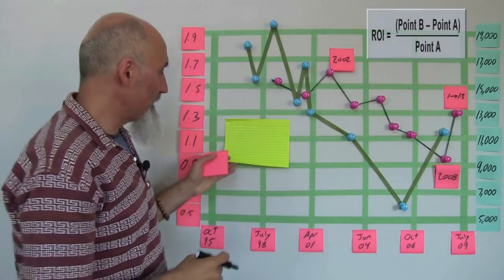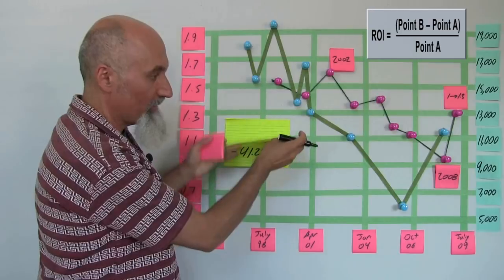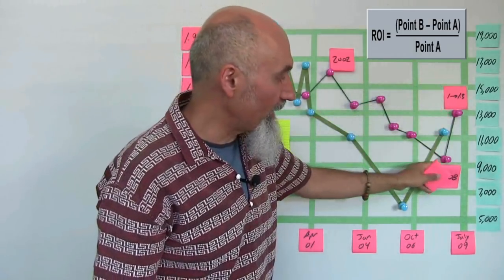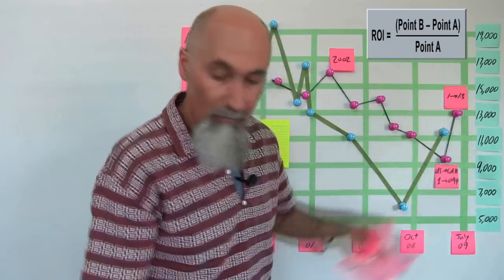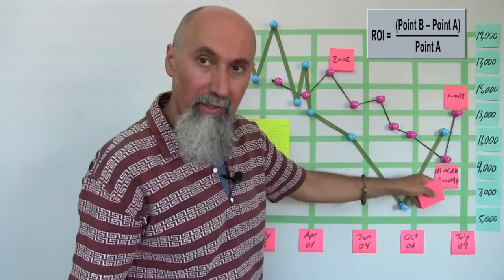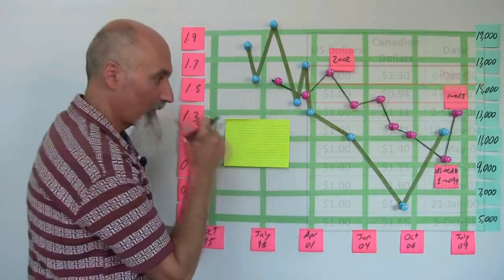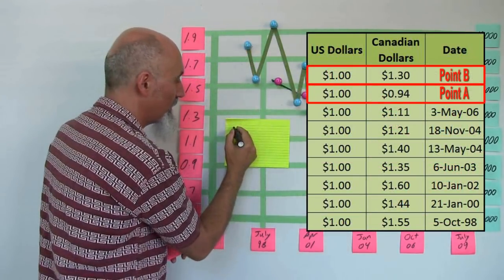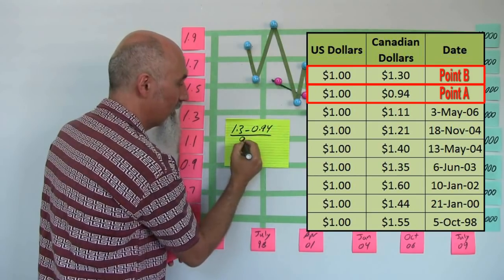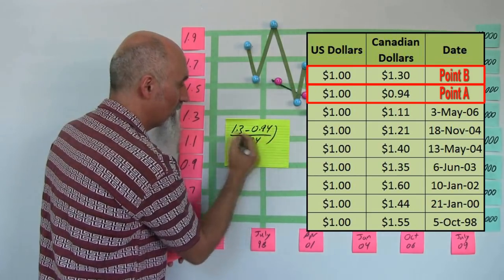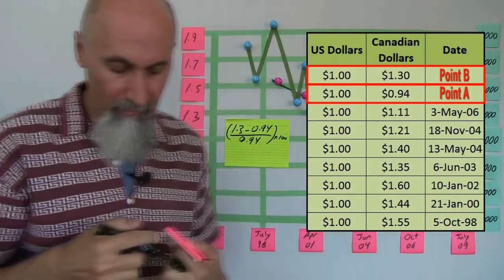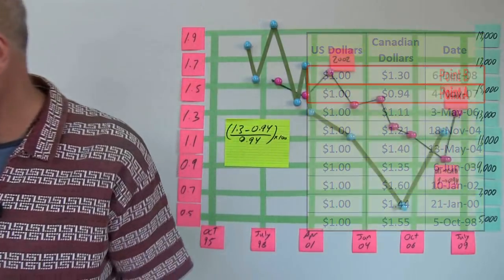So our formula is point B minus point A, point B minus point A. Let's pull this out again. Point B minus point A divided by point A times 100. So point B, 1.3 minus 0.94 divided by 0.94 times 100. Let's do this calculation, figure out what that rate of return is, right?